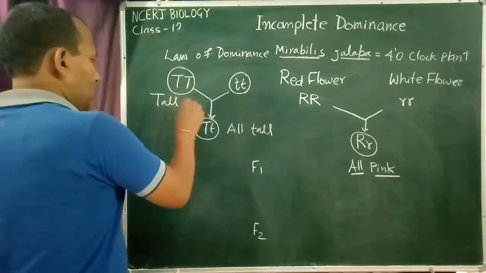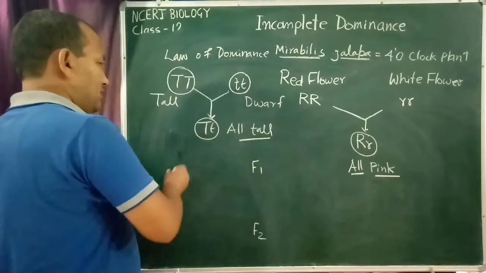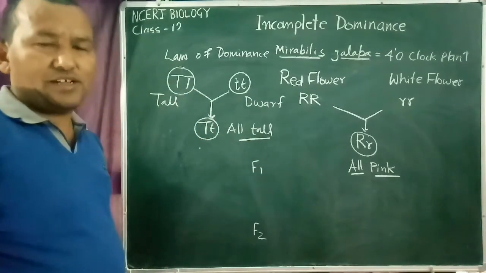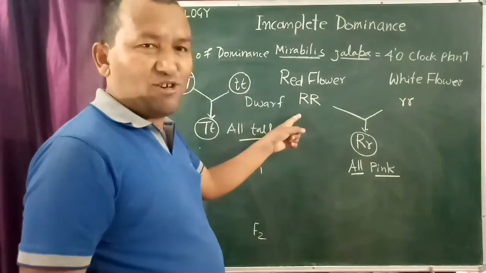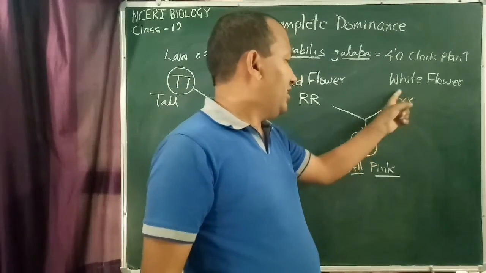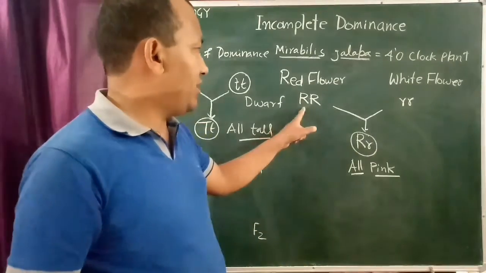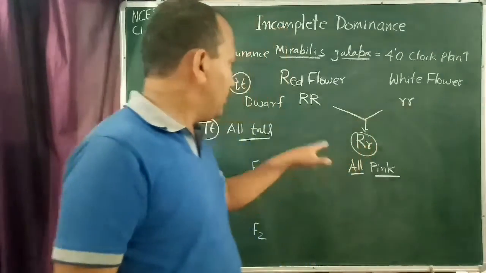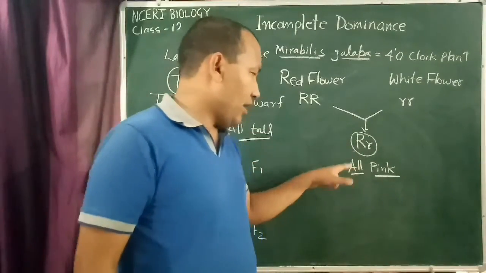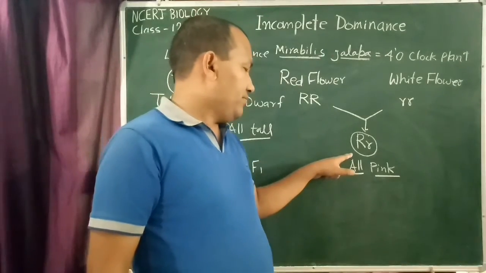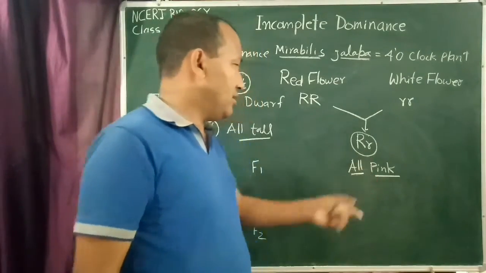This is tall. This is a dwarf. All plants are tall. That is, the dominant character appears in the first generation. But here, red flower is not dominant. White flower is not recessive. You cannot say that this is dominant, this is recessive. Had this flower been dominant, in the first generation there would have been all red flowers. So here we have pink flowers.